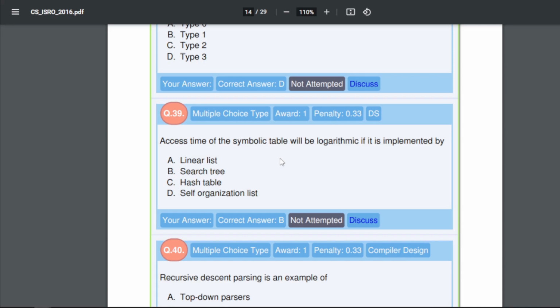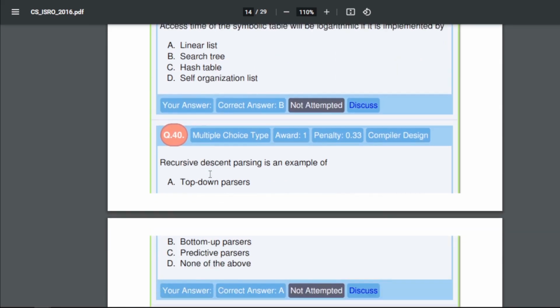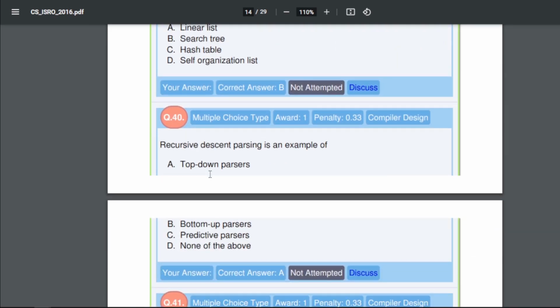For search tree, obviously we will get logarithmic time. Now question number 40: recursive descent parsing is an example of what? Recursive descent parsing is an example of top-down parsers. Remember this, top-down parser is an example of recursive descent parsing.